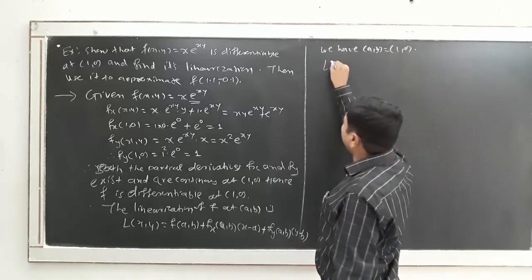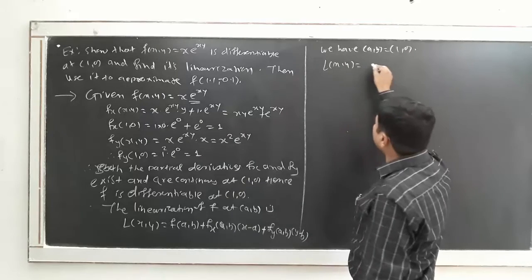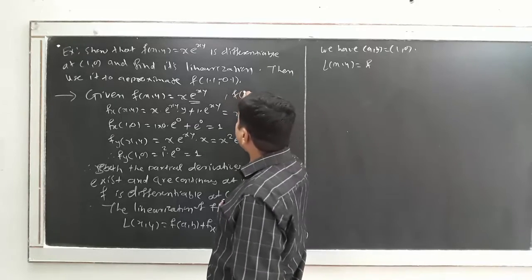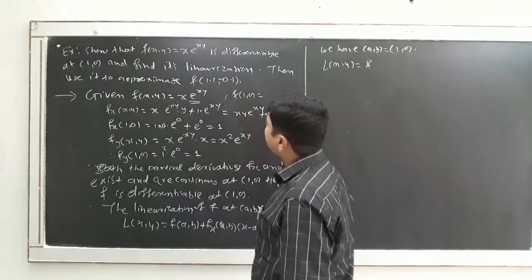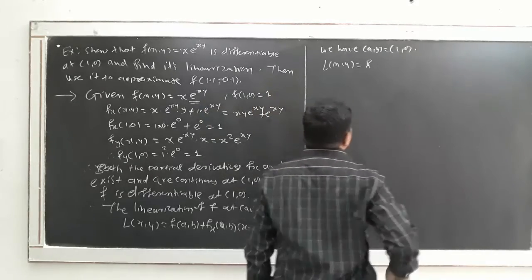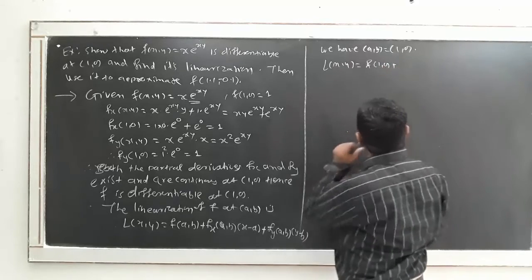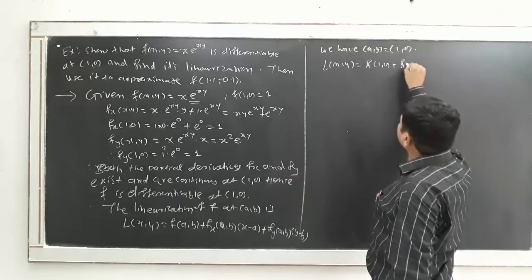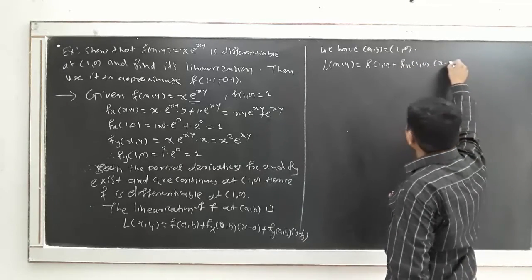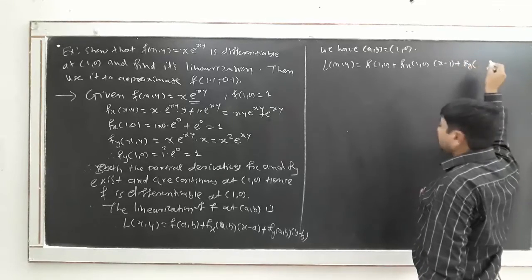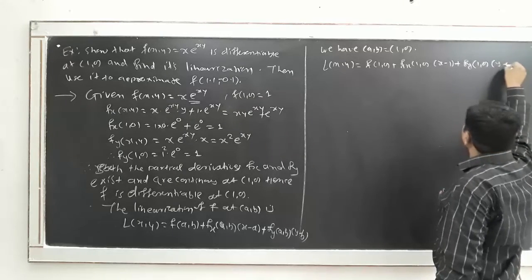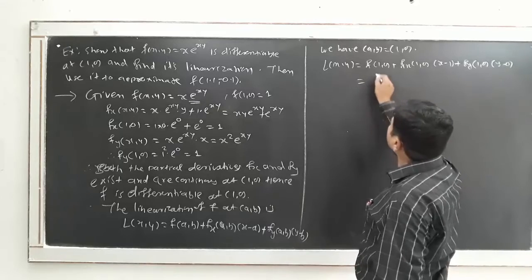Therefore, just put the values in L of xy. It is equal to f of ab. F of ab means you need to find f of 1, 0. F of 1, 0 is 1 into e raised to 0, it should be 1. Then fx at 1, 0 times x minus a, which is x minus 1, plus fy at 1, 0 into y minus b, which means y minus 0.